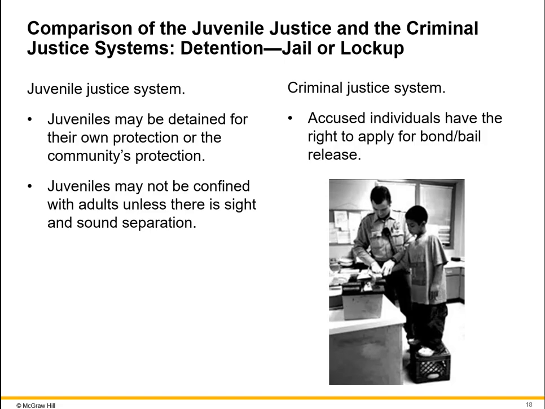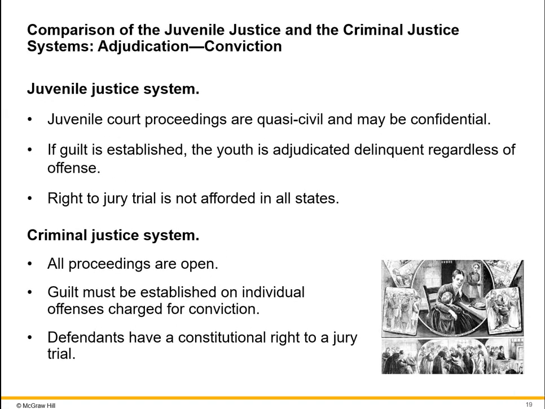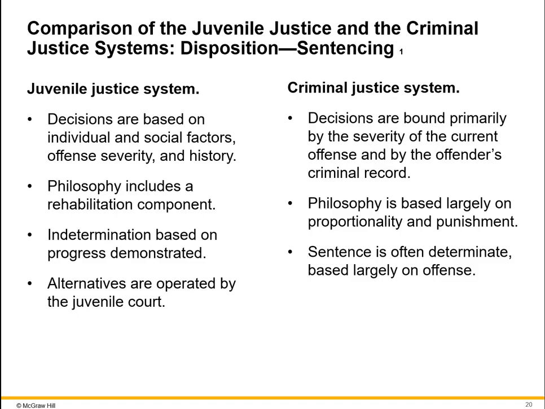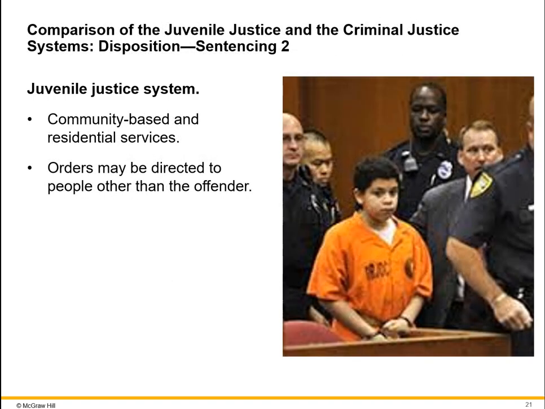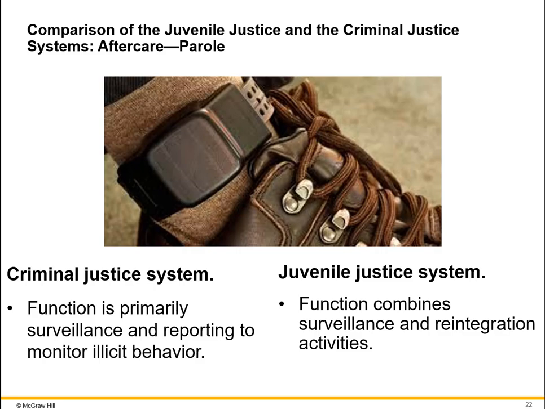A right applied to adults is being able to bail or bond out before the court date. The juvenile justice system follows a more civil and confidential process, and the juveniles do not have the right to a jury trial. In criminal justice, the proceedings are open, and the defendants have the right to a trial by jury. The need to protect the public from offenders is similar. Rehabilitation versus punishment that fits the crime is in contrast. The juvenile justice system uses more community-based and residential services, and orders are typically directed to people other than the offender. Examples are parents or guardians, including rehabilitation home staff.